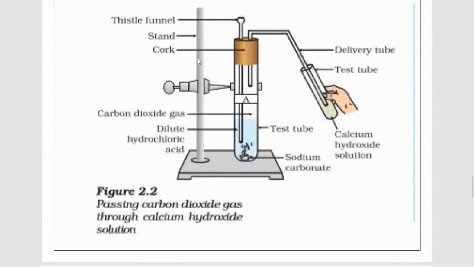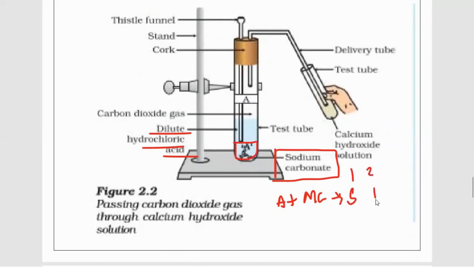Same, a test tube is fixed to a stand, and in this test tube there is hydrochloric acid. So they took hydrochloric acid, and you can observe sodium carbonate, metal carbonate. Acid plus metal carbonate gives what? Three products. First one is salt, which will be present inside this test tube only. The second product is water, isn't it? That water also will be present inside this test tube.